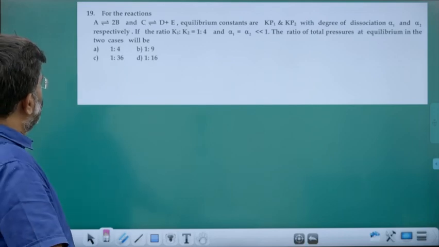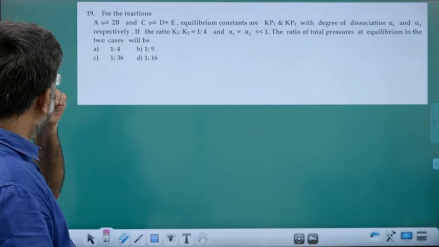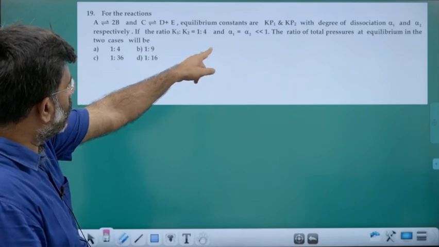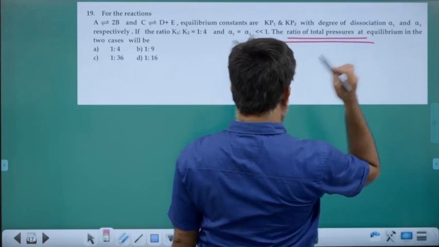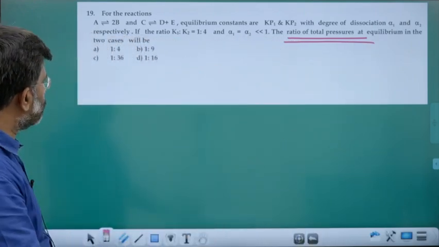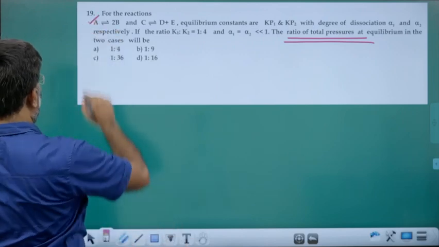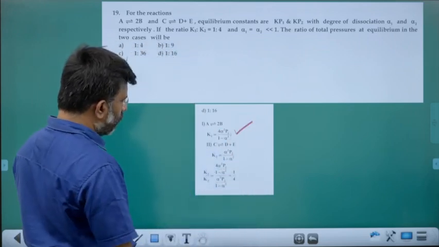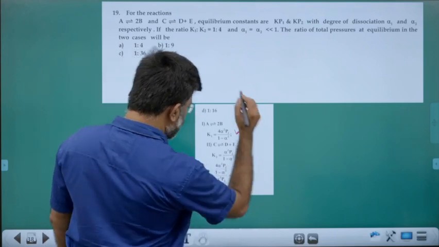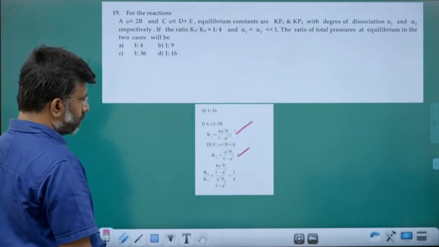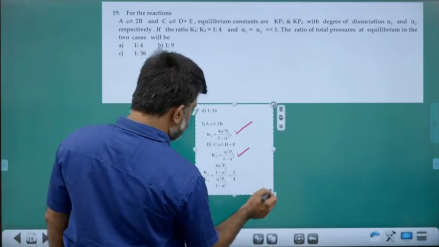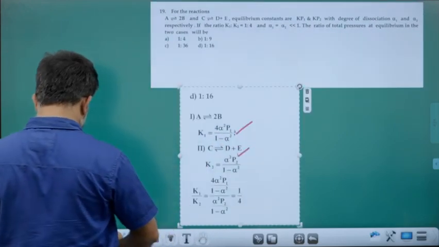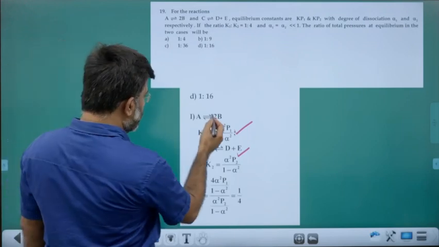A giving 2B, C giving D plus E. Equilibrium constants given, K1, K2 ratio given, alpha 1 equal to alpha 2. We want to find the ratio of total pressures. See, for this reaction, already we have done that relation now. You see that A giving 2B, this is the relation. While you try C giving D plus E, you will get such a relation. You can verify. Hope it is clearly readable. So this we did just now, and this you can try.